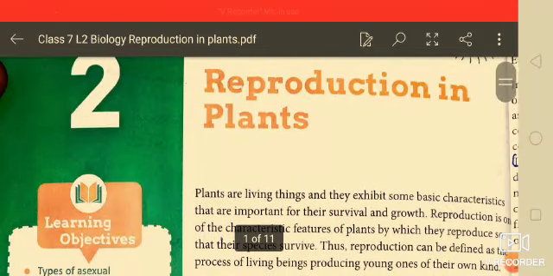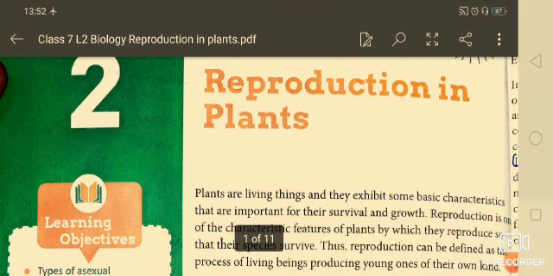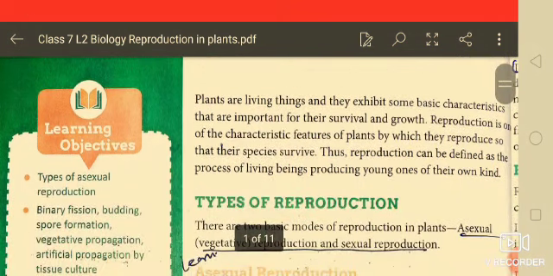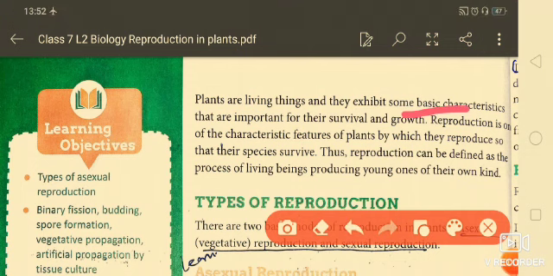Welcome to the class. Students, today we will start a new chapter, that is reproduction in plants. You know that like animals, plants also increase their numbers by producing new ones. So here plants are living things and they exhibit some basic characteristics that are important for their survival and growth. Reproduction is one of those characteristic features by which they produce new ones so that their kind survives.